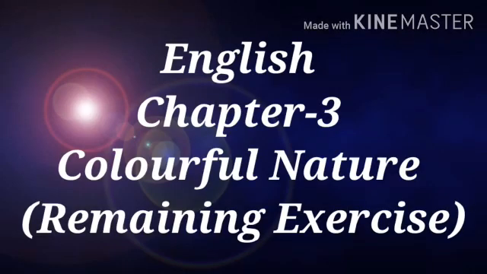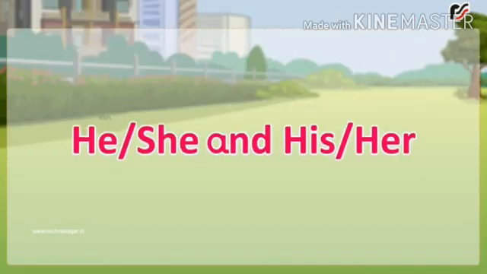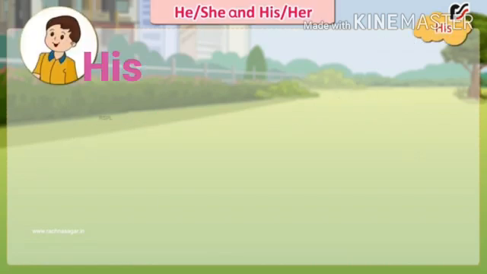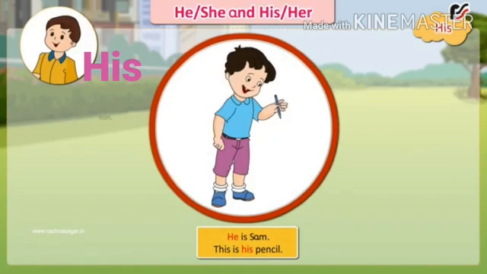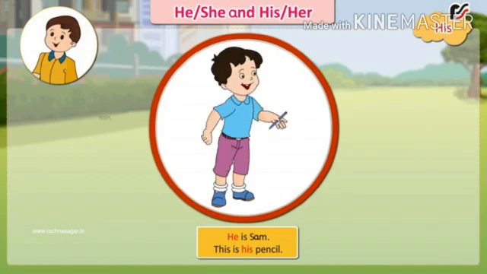Today we are going to learn about chapter number 3, Colourful Nature, remaining exercise. He, she and his, her. We use his with he, we use her with she. First his. He is Sam. This is his pencil.